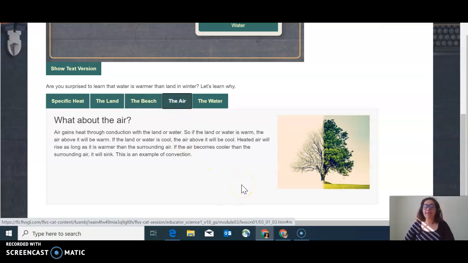So air comes into contact with the land or the water. Think about wind. When that happens, there is heat transfer through conduction because there is touching. If the land or water is warm, the air above it will become warm because they'll come into contact with each other. On the other hand, if the land or water is cool, the air above it will then become cool. Heated air will rise because it is less dense than the warmer air around it. But if that air becomes cooler than the air surrounding it, it will sink because it's more dense. That rising less dense air and the sinking cooler air is an example of convection. So think about convection happening higher up in the atmosphere, and then conduction will happen when air comes into contact with that land or the water. It needs to come into contact with a different substance.